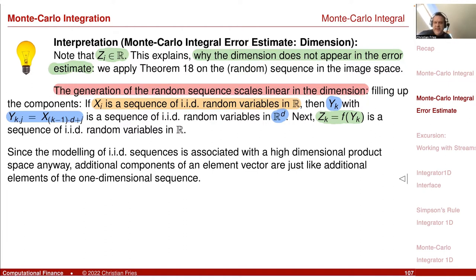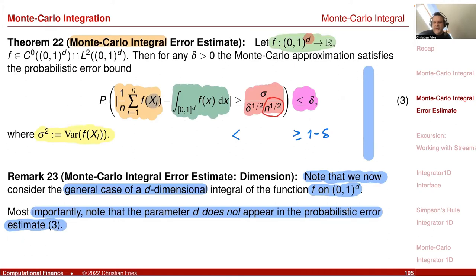And now you understand very nicely why we do not have the dimension popping up here. Because it is just taking d times the one-dimensional sequence to fill up the components. So big difference: only a single small spot where the dimension enters, and it only enters in a linear way. You have to do d times more. With Simpson's rule or with the classical integration rules, it scales exponentially.